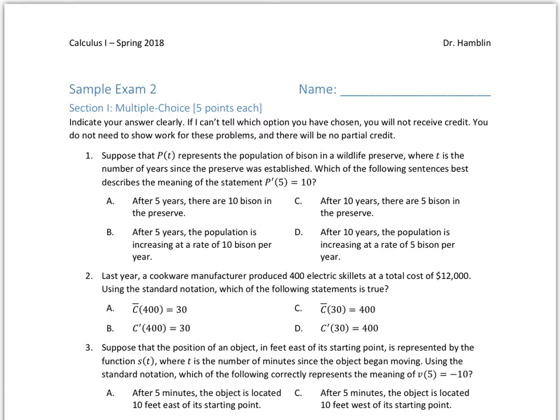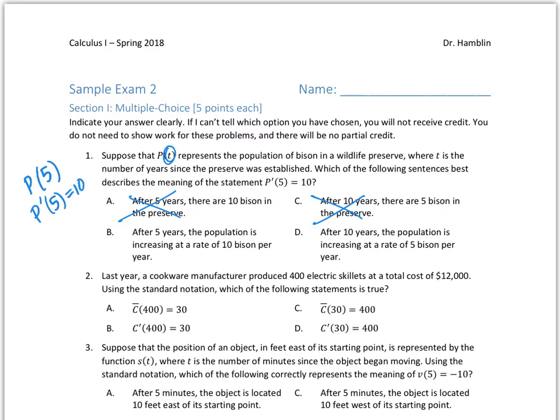So the way we want to think about this is that if it was P of 5, that would tell us the actual number of bison in the preserve after 5 years. But P prime of 5 tells us the rate at which that number is changing. So if we look at our choices, A and C aren't talking about rates of change, and so since our statement is a derivative statement, we know those can't be the right answer.